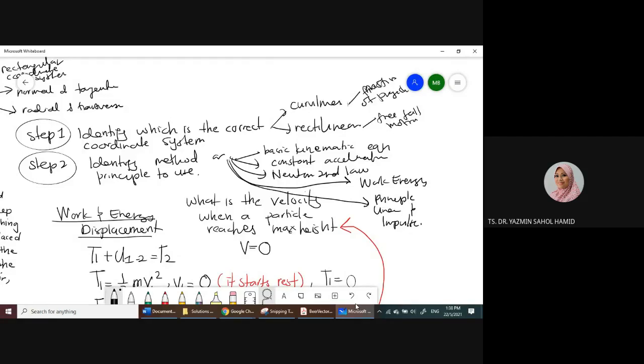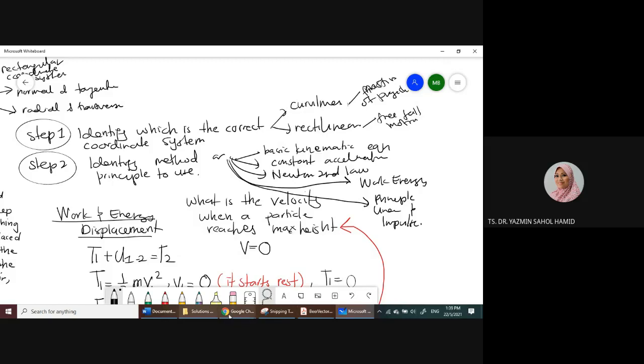Okay, so there are a lot of things involved here, but as long as you understand what method to use to solve the problem, you can solve any dynamic question. So when I mention motion of projectile, free fall motion, basic kinematic equation, constant acceleration, Newton's second law, work energy, principle of linear impulse and momentum, do you have a problem? You understand those things. We have learned it, right? But when you get the dynamic question, you have to identify what method you want to use.